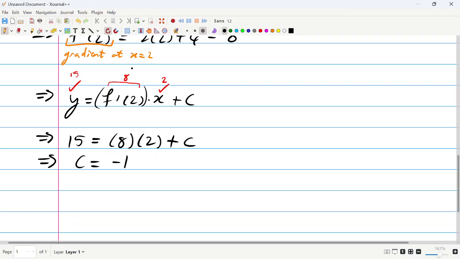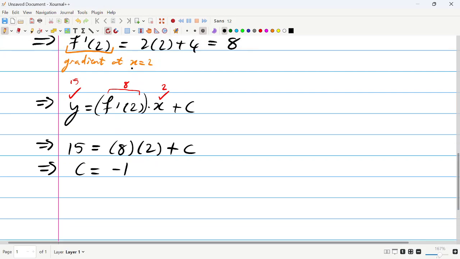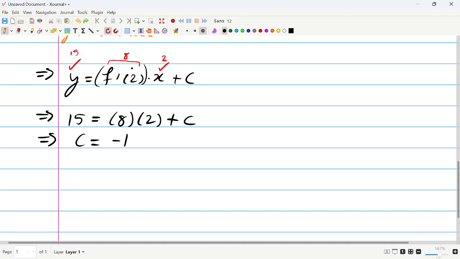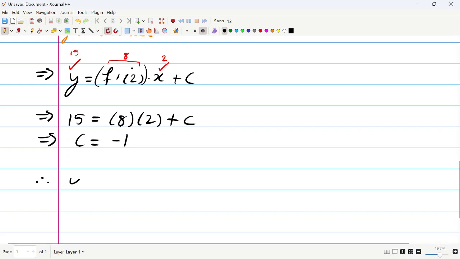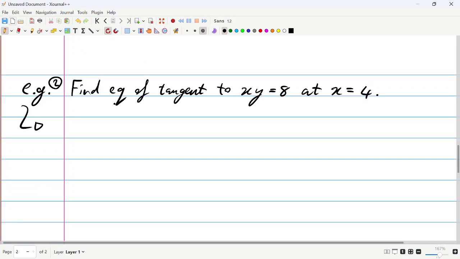Since we know that this is the standard form, we need to write it in the form y equals mx plus c. So therefore, the equation is y is equal to m, which is 8, or f prime of 2, which is 8, times x minus 1, because we found our c value. And that is how you find the equation of the tangent. Let's see if we can do another example.